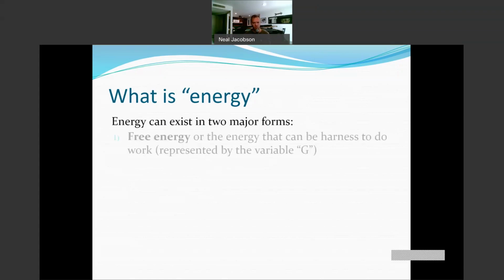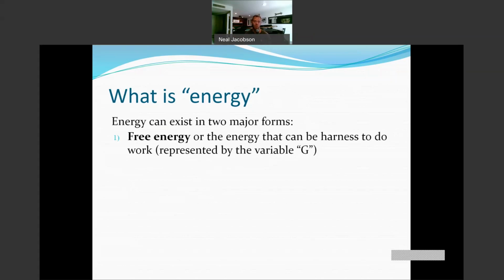The first type is free energy. So that's the energy that can be used to do work. Okay, and we represent it with a variable G. And this is no different than saying, like if I want to measure something, like how heavy something is, like this cup is 500 grams, right? So I give it 500 grams. That's kind of how we do it with energy, is that we give it the variable G. And we say, okay, so what is G? How is G changing in a system? How is the amount of free energy in a system changing? So that's the energy that can be harnessed to do work.